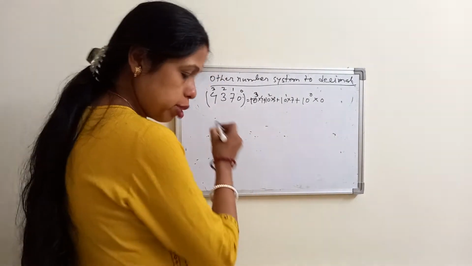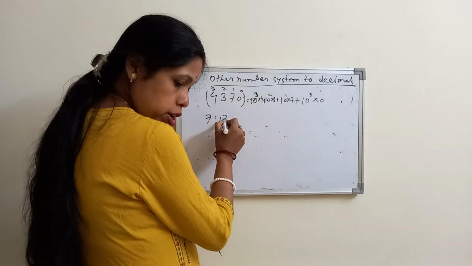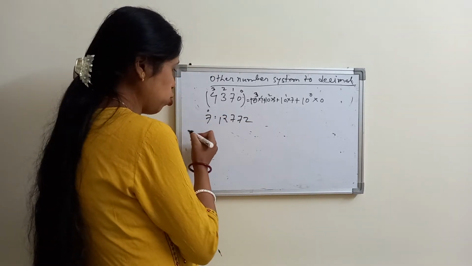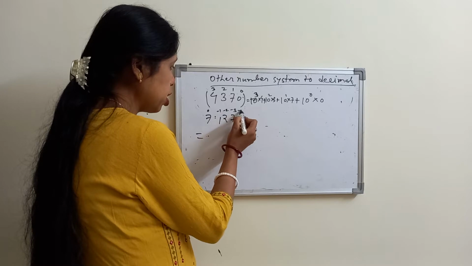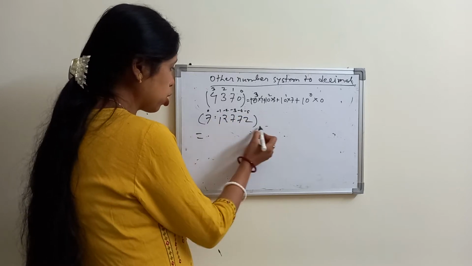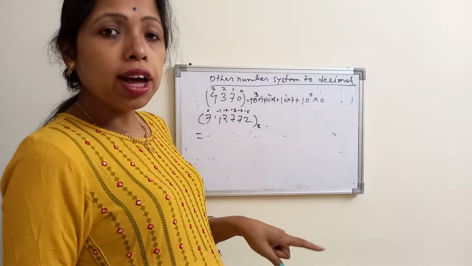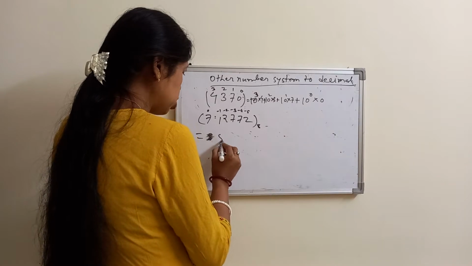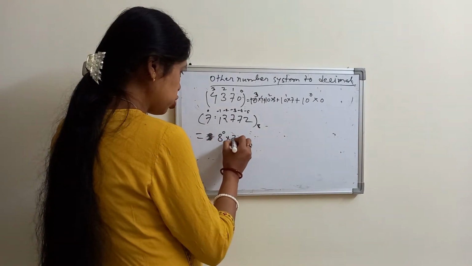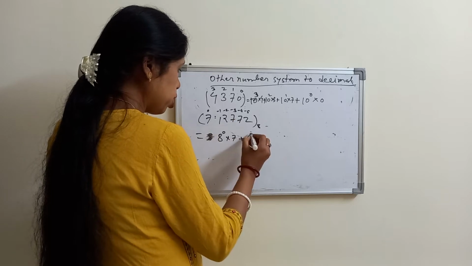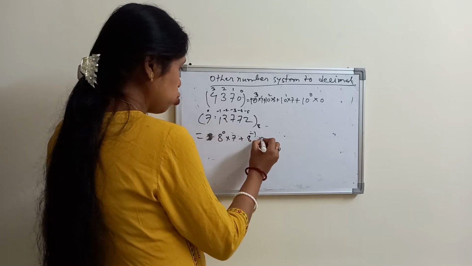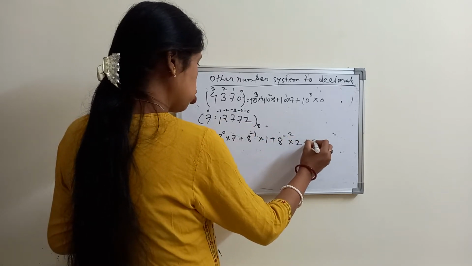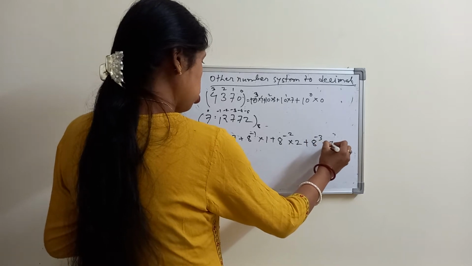Secondly, suppose octal to decimal: 7.12772. In this case, this is the position 0, and then minus 1, minus 2, minus 3, minus 4, minus 5. The number is an octal number, and I have to convert it into a decimal number, right? So again, base to the power position into coefficient, base to the power position into coefficient. In this way, I have to do it.